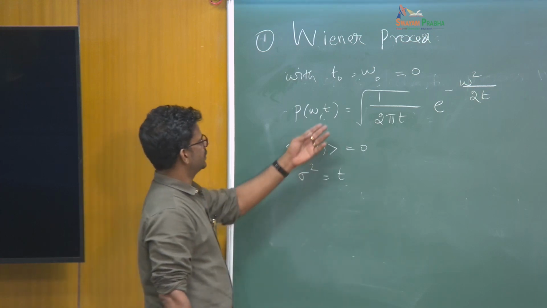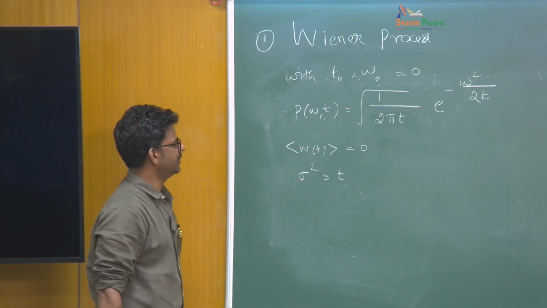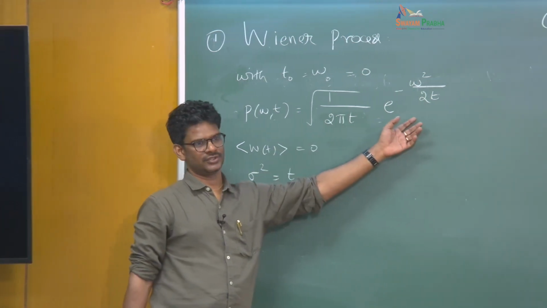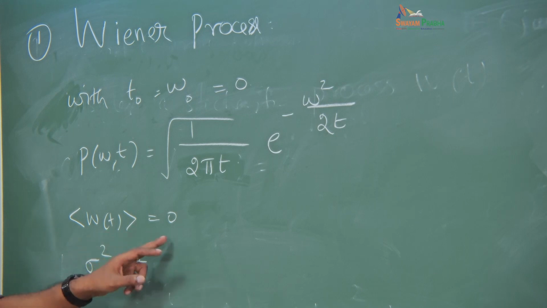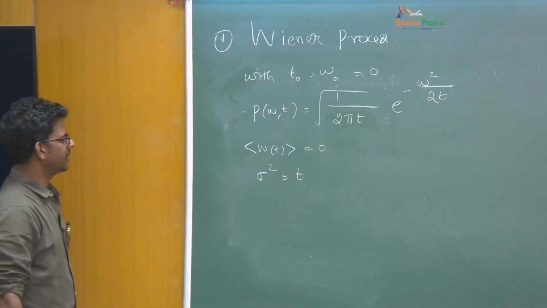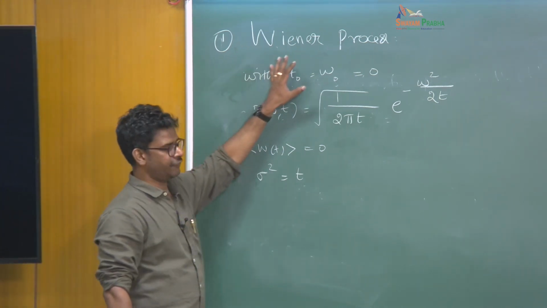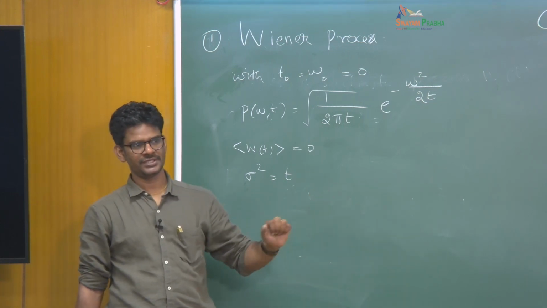So if you choose t0, w0 = 0, then basically you would get the solution for a Brownian motion like I mentioned before, where the mean is 0 and the variance scales in proportion to time t. Here you can see that we have not really used the diffusion coefficient D, but in a Brownian motion there is a diffusion coefficient.